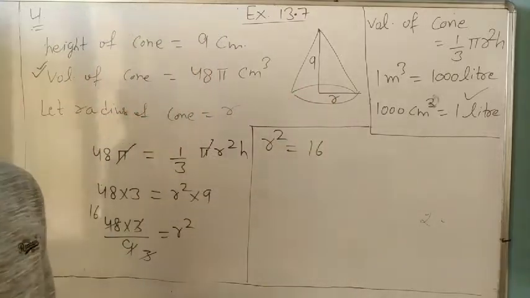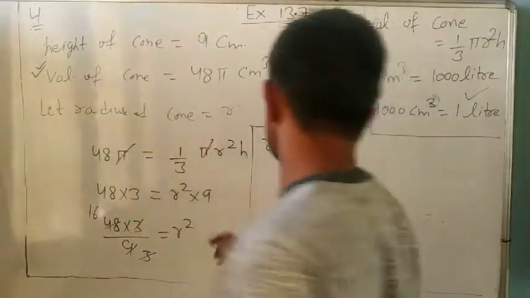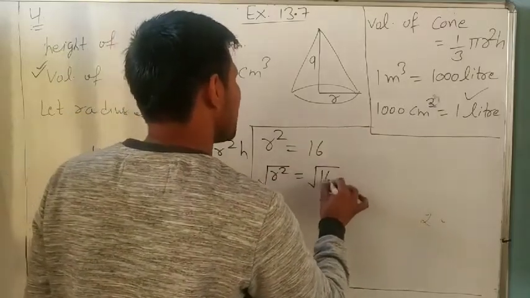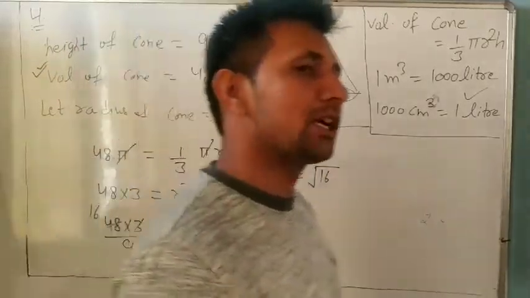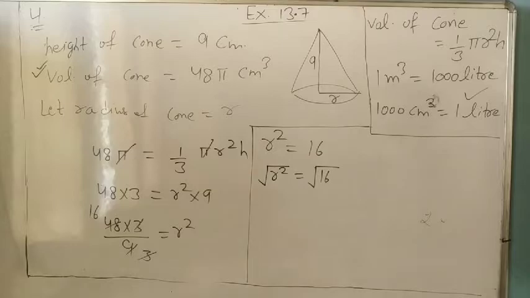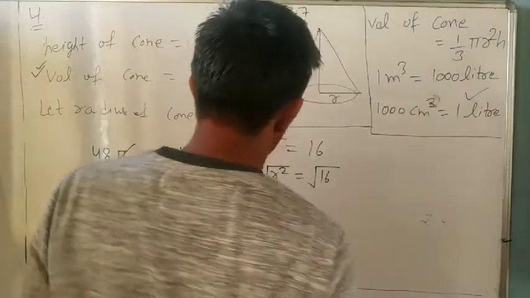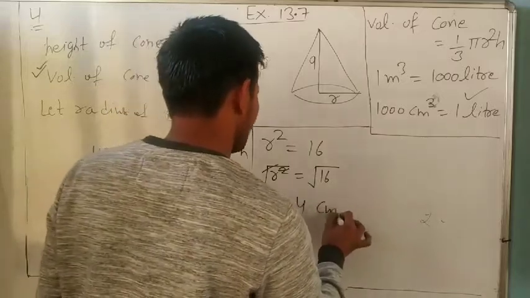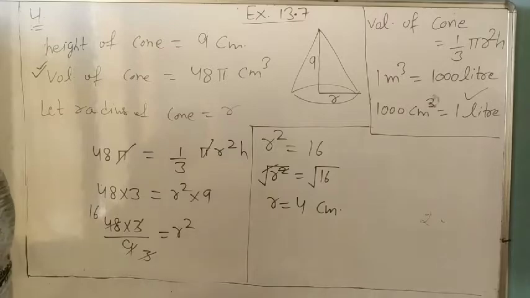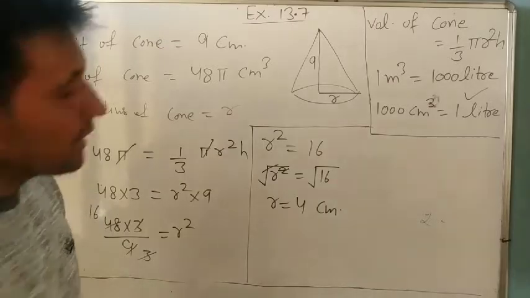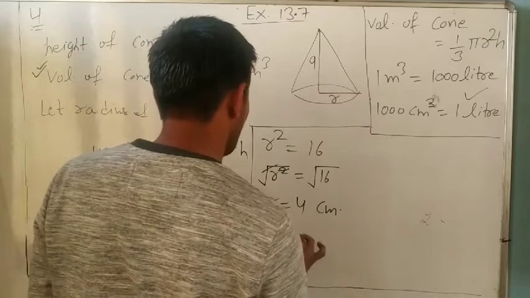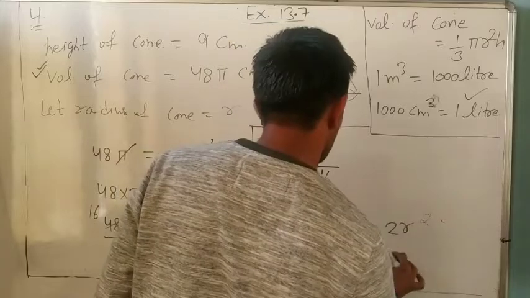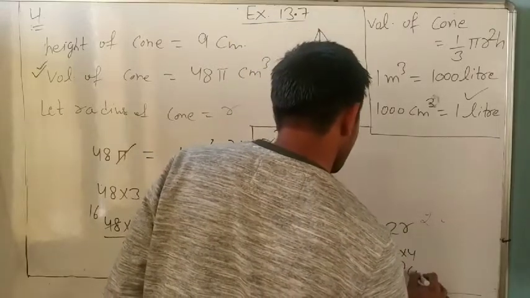But we want to find r, so we should remove the square. How can we remove the square? By taking the square root on both sides, because we can apply the same operation on both sides; we can multiply or divide by the same non-zero number. Square cancels with square root. R equals square root of 16, which is 4. So the radius is 4 centimeter. But we have to find the diameter of the base. Diameter is always 2 times r. 2 into 4 is 8 centimeter.